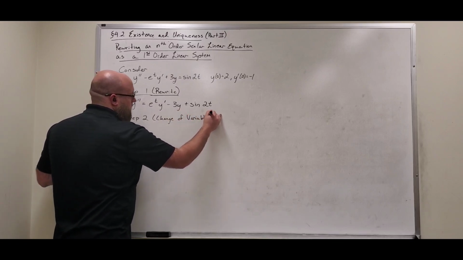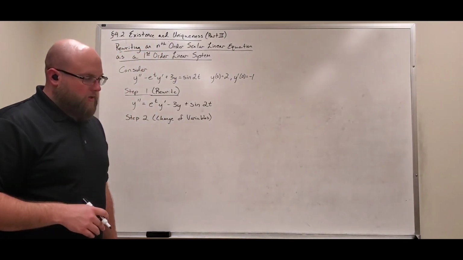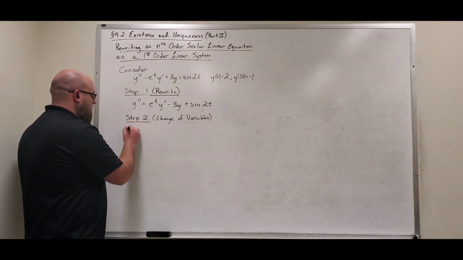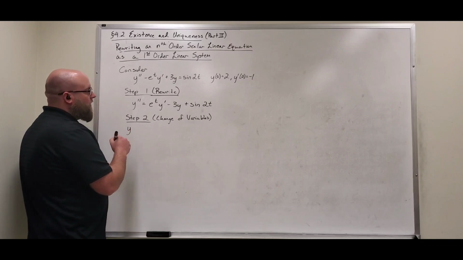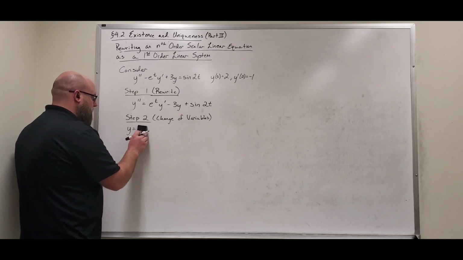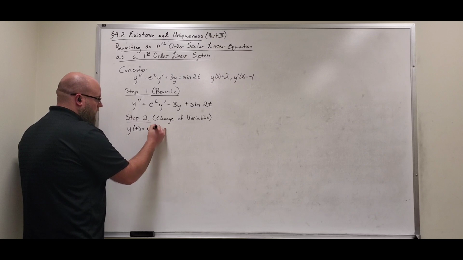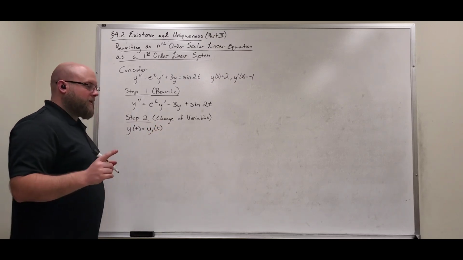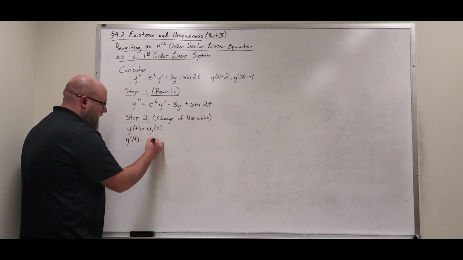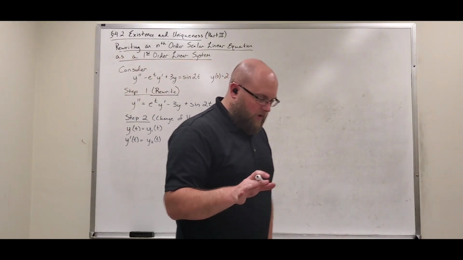Okay, because notice that we don't have a y1, y2, y3. So that's what we're going to do. In order to change the variables, first we're going to define y as y1. So y of t is going to equal y1 of t. And the next thing that we're going to do is say y prime of t is equal to y2 of t. Okay? So that's all we're doing for that part.